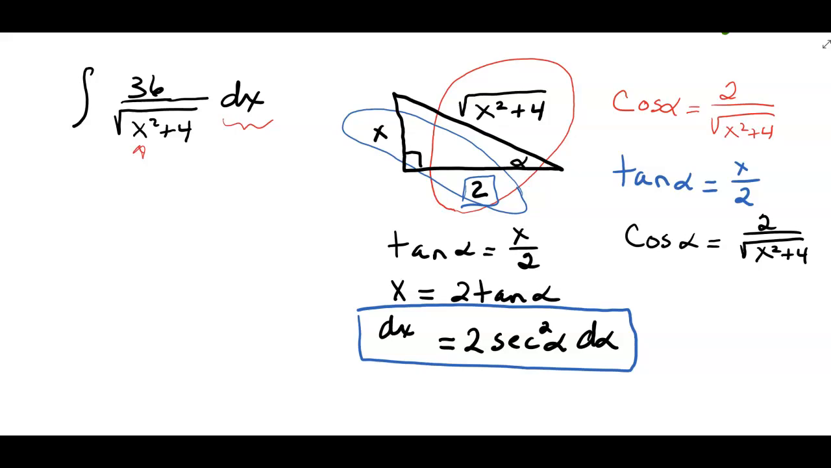And this one's kind of nice because I don't want to sub out x. I want to actually turn my entire square root of x squared plus 4 into a trig function. I can do that by simply solving for the radical x squared plus 4. So if I isolate it, multiply both sides by radical x squared plus 4, then divide both sides by cosine, don't I get radical x squared plus 4 equals 2 over cosine alpha?